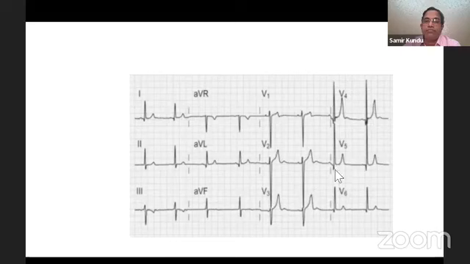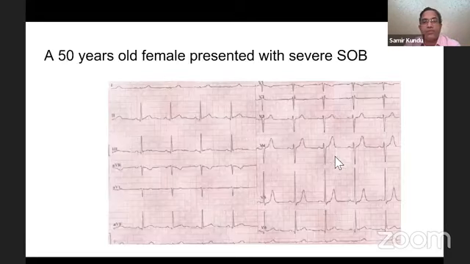This is left ventricular hypertrophy: tall R wave, ST segment near baseline, symmetrical upright T wave and narrow Q wave. This is left ventricular hypertrophy with volume overload. This is another example of left ventricular hypertrophy with volume overload. Here is left atrial enlargement also.